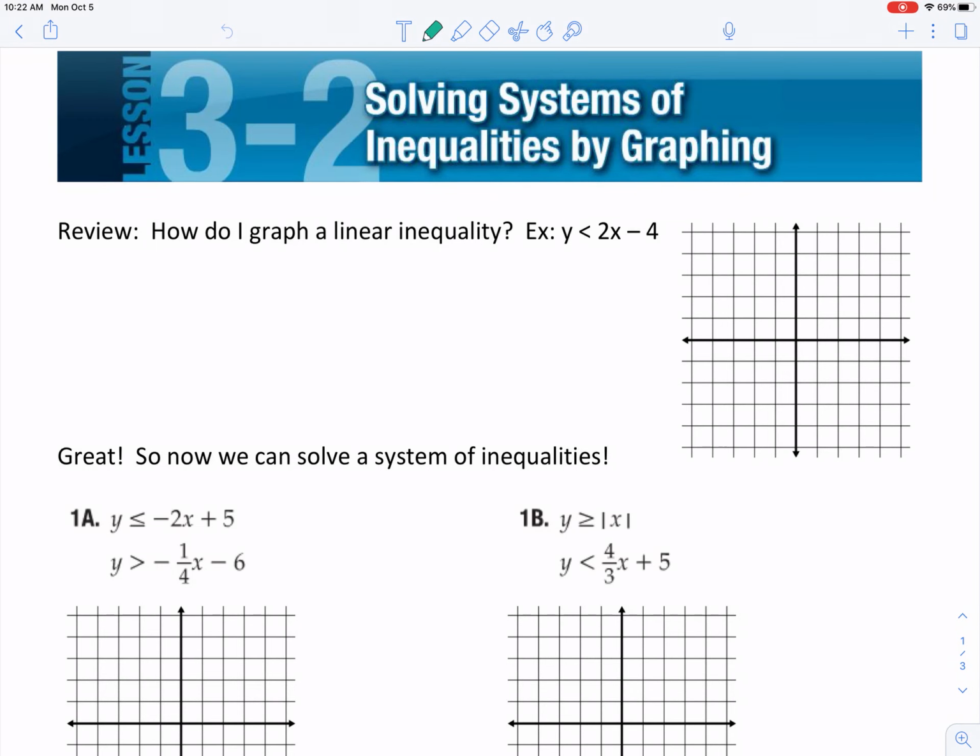So for 3-2, we're going to be solving systems of inequalities by graphing. I'm sorry if you don't like to graph, but it's all graphing today. So first, I kind of want to review, how do I graph a linear inequality?